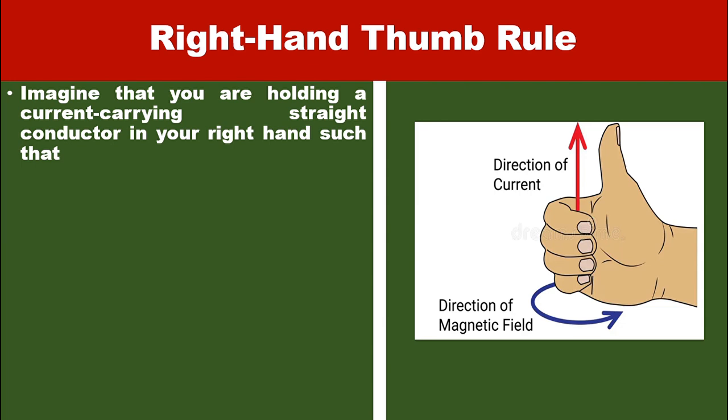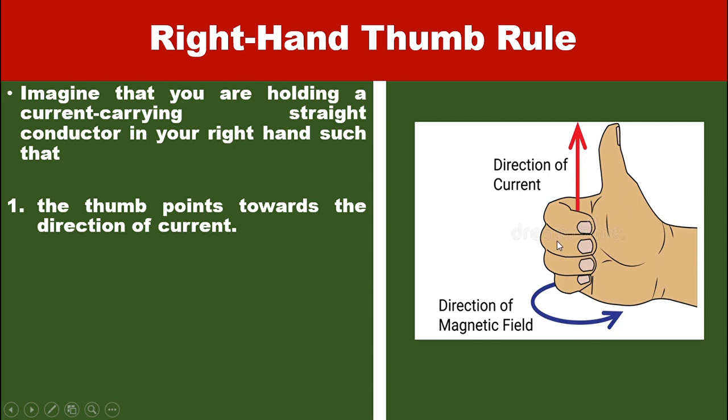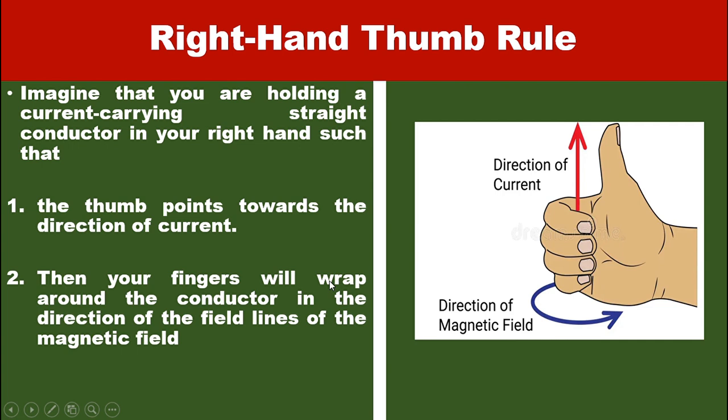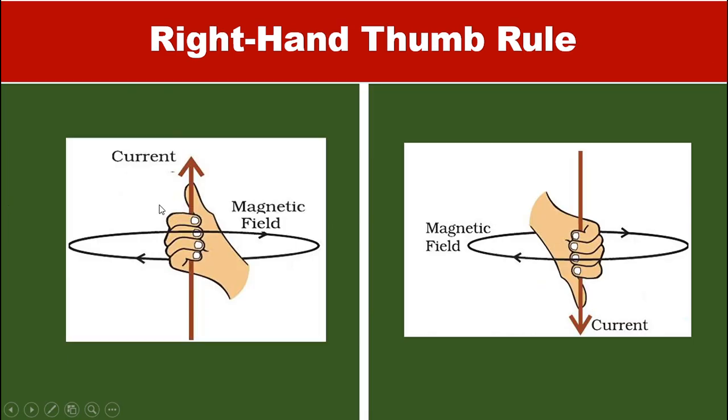Just imagine you are holding a straight current carrying conductor in your right hand like this. The thumb shows the direction of the current and the remaining fingers show the direction of the magnetic field. Here the current is flowing upward. The thumb shows the direction of current, and you see the magnetic field direction is outward moving.